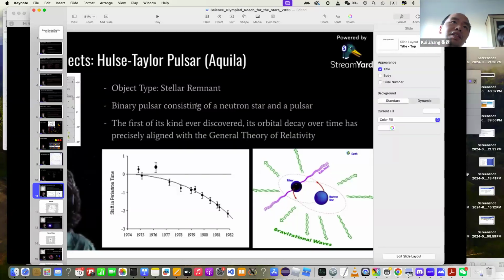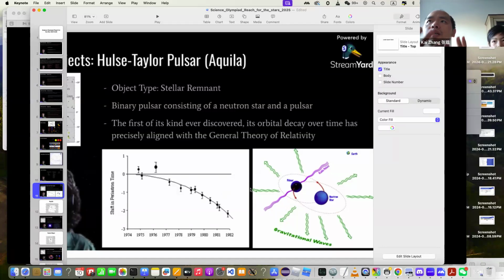So they discovered this House-Taylor pulsar. And why is it special? Because it is a pulsar rotating with a neutron star. So it is the first of this kind. And yeah, what is a pulsar? So for example, do you understand what a pulsar is?